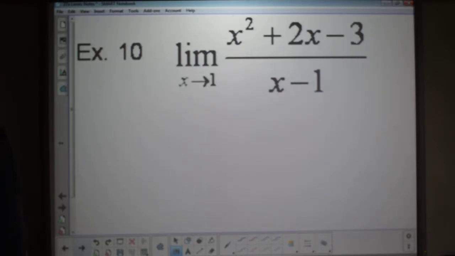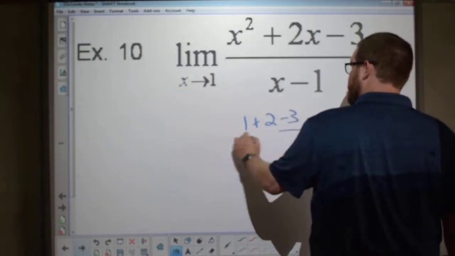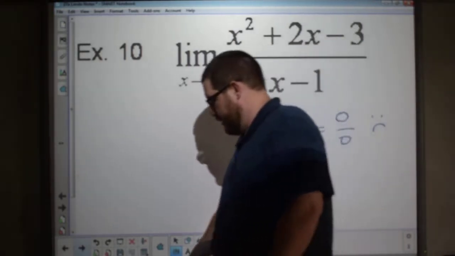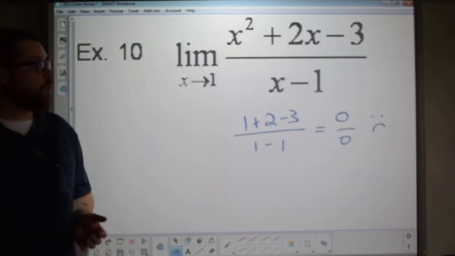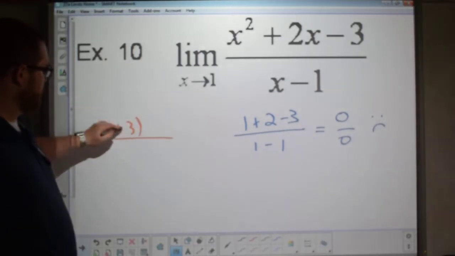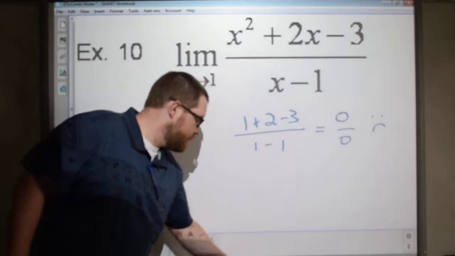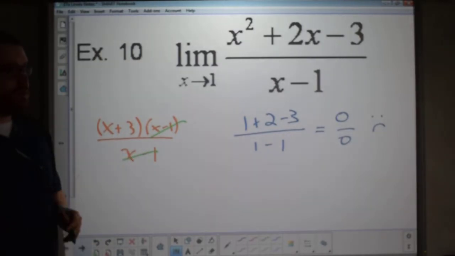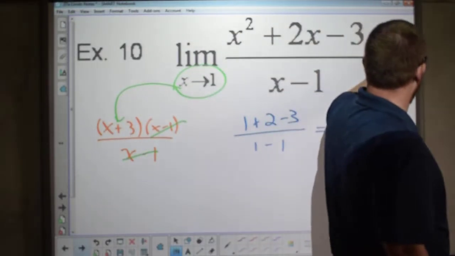So now we run into a problem. If I plug in 1, I'll get 1 plus 2 minus 3 over 1 minus 1, which is 0 over 0. 0 over 0 isn't 0. 0 over 0 does not exist. It means more work needs to be done. I'm going to factor the top. Now what do you see that can happen? Well, I can cancel here and here. Now I have just x plus 3. I canceled out the x minus 1. Take this, plug it in right here. If you plug in 1, you're going to get 4.